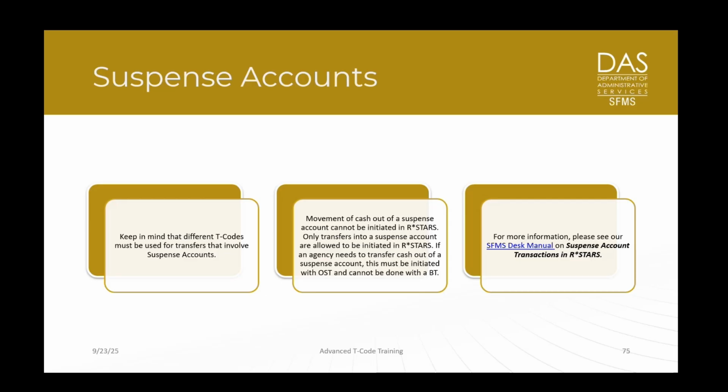I do want to just touch on suspense accounts and keep in mind that different T codes must be used for transfers that involve suspense accounts. They're going to be different than the ones that do not. Movement of cash out of a suspense account cannot be initiated in R-Stars. Only transfers into a suspense account are allowed to be initiated in R-Stars. So if an agency needs to transfer cash out of a suspense account, this must be initiated with Oregon State Treasury, and it cannot be done by a BT. For more information, visit our desk manual on suspense accounts transactions in R-Stars.